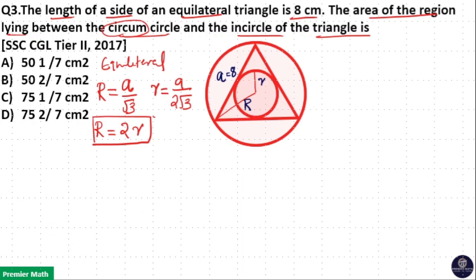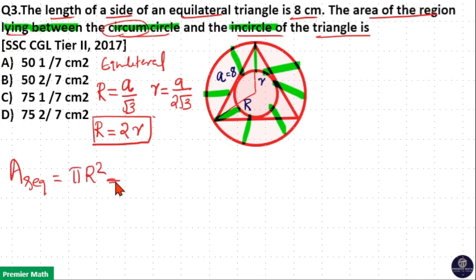Now, here we need to find out the area lying between the circumcircle and the inner circle of the triangle. That means we need to find out the area of this part. That is the difference between the area of outer circle and the area of inner circle. So the required area is equal to: area of outer circle is pi into capital letter R square, minus area of inner circle, which is pi into small letter r square.